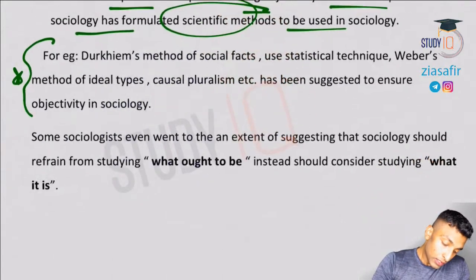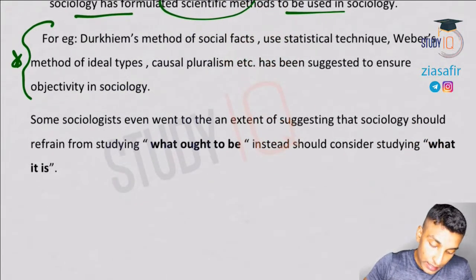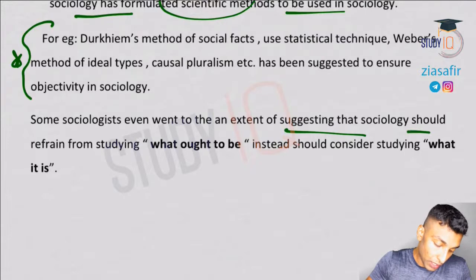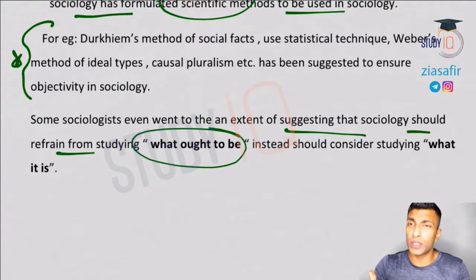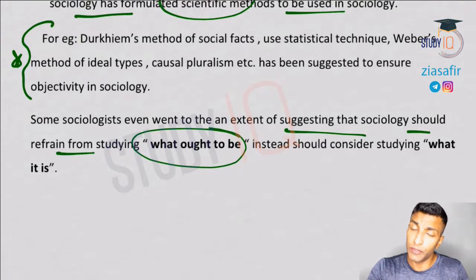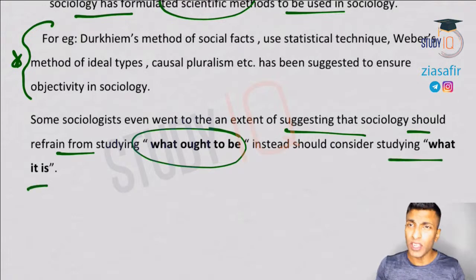Okay. So some sociologists even went to the extent of suggesting that sociology should refrain from studying what ought to be. You don't want to study what ought to be, like what it should be. If that is your concern, then there is a possibility of subjectivity. Instead, if you're studying what it is, currently what it is, you can study it objectively. So to ensure objectivity, you can study what it is. Don't study what should be in the future or what ought to be. You can study currently the situation. That's the best method to ensure objectivity.